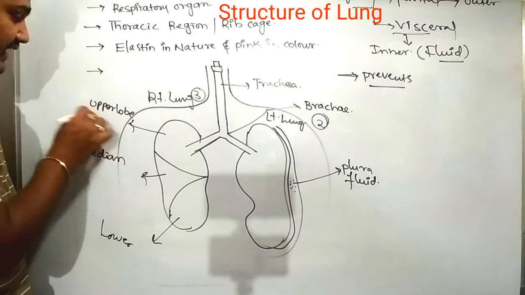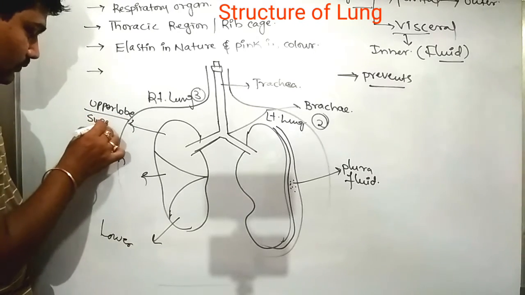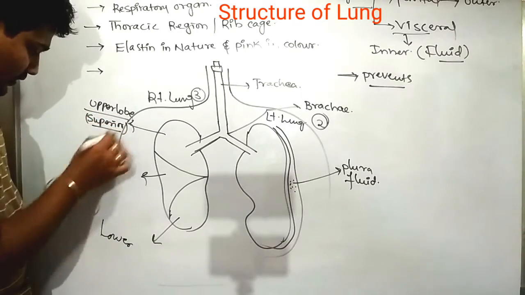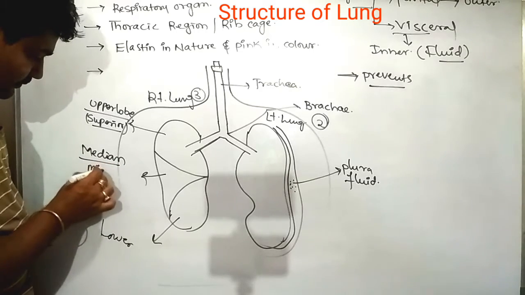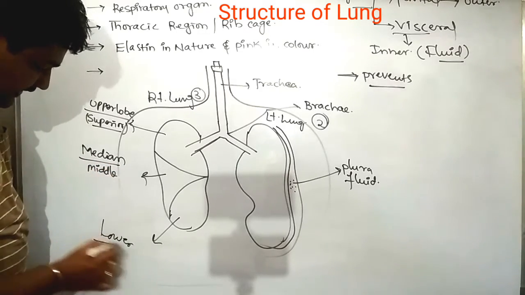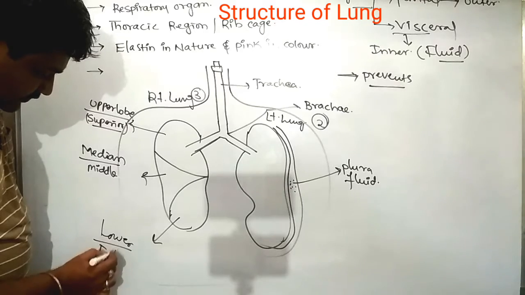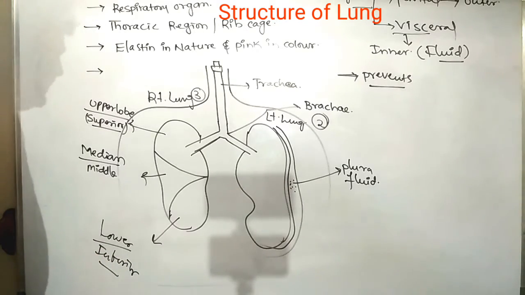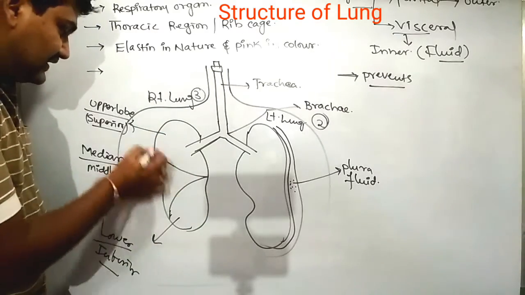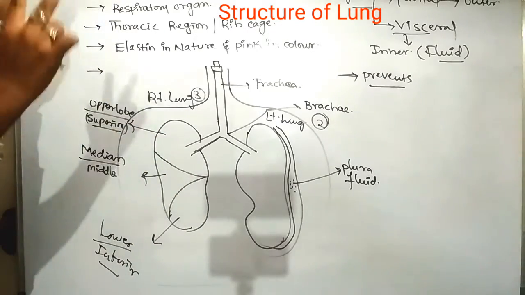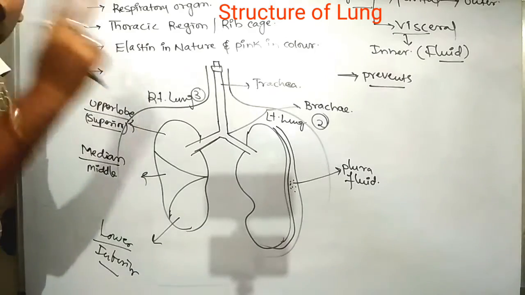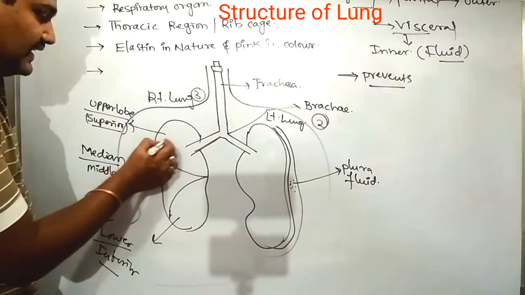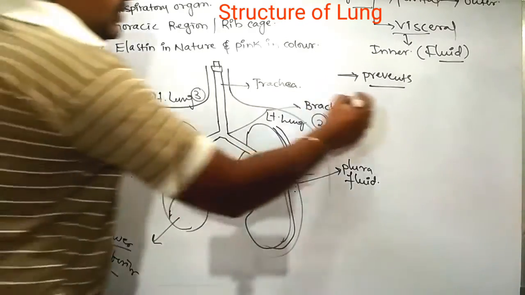These are commonly called the superior lobe, middle lobe, and the third one is the inferior lobe. Okay, clear? Yes. So the right lung consists of 3 lobes and 2 fissures. How many fissures are there? 2 fissures.